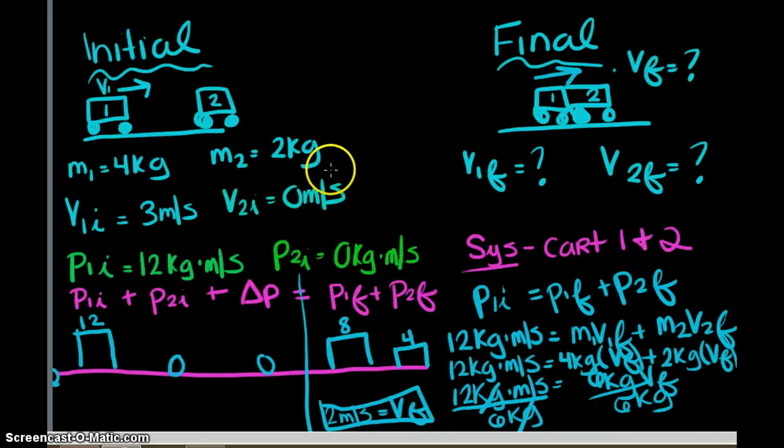So this is our first problem in momentum, and this problem does show us a constant quantity of momentum, but just remember that's only true if the net force exerted on your system is 0.